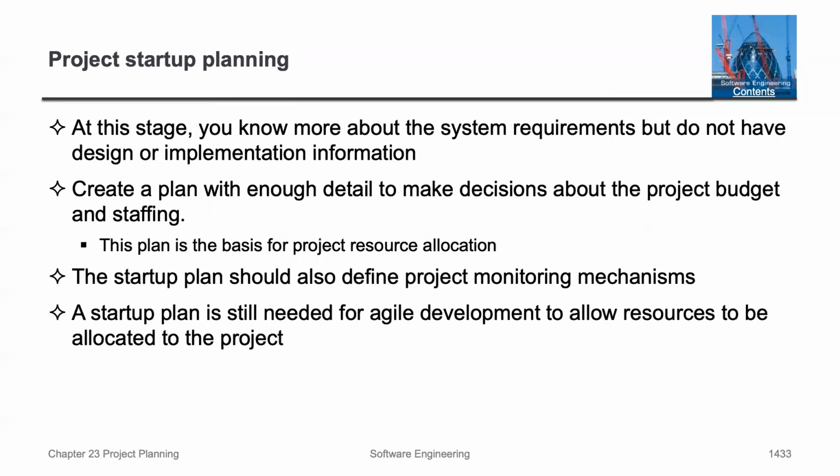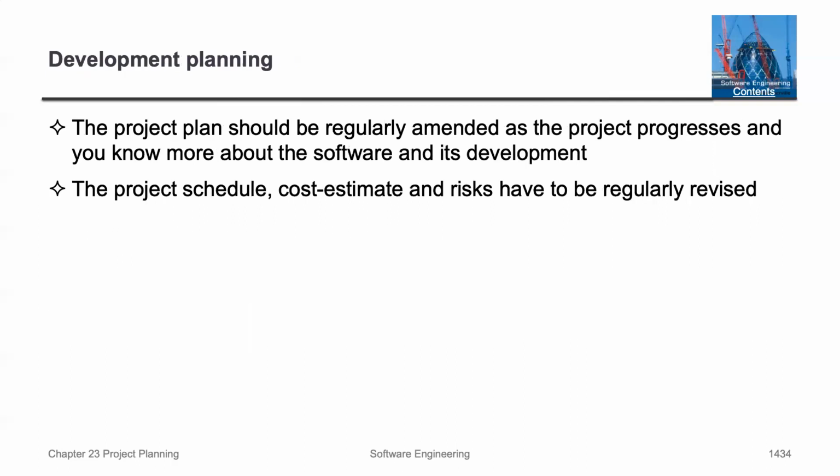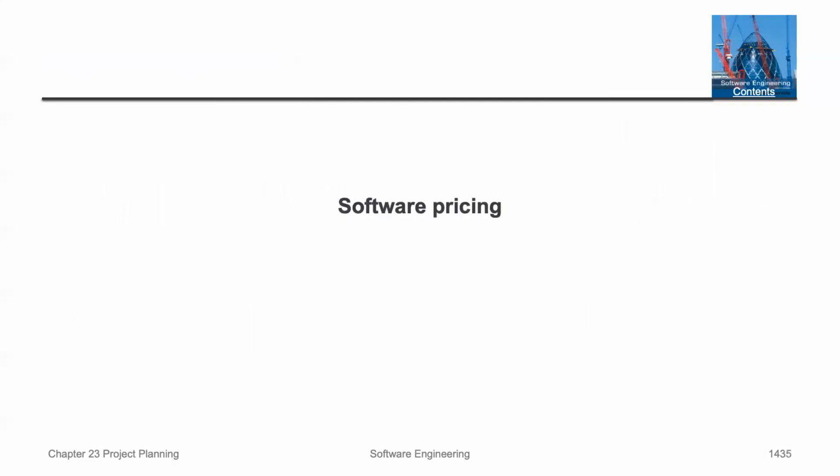For the project startup phase, you know more about the system requirements, but do not have design or implementation information. So the goal is to create a plan with enough detail to make decisions about the project budget and staffing. The startup plan should also define project monitoring mechanisms, and a startup plan is still needed for agile development to allow resources to be allocated to the project. For development planning, the plan should be regularly amended as the project progresses and you know more about the software and its development. The project schedule, cost estimates, and the risk have to be regularly revised.